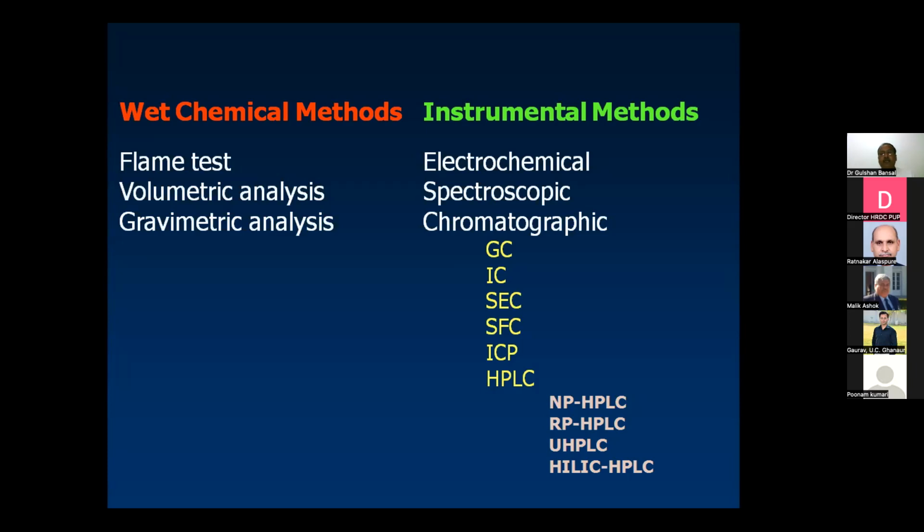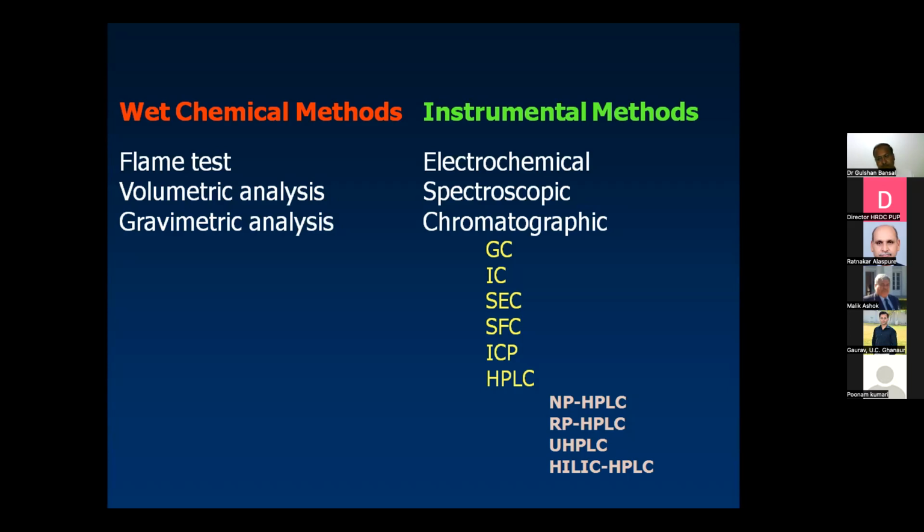Then volumetric analysis, which we call titrimetric analysis, particularly the precipitation titrations. Then gravimetric analysis. So these are conventional methods which are used for certain inorganic salts and some metals. Then instrumental methods are basically of three types: electrochemical, spectroscopic and chromatographic.